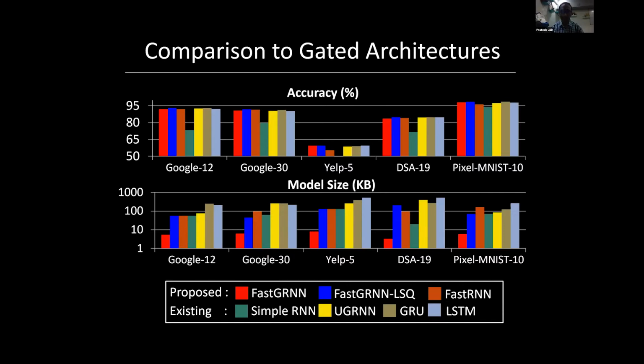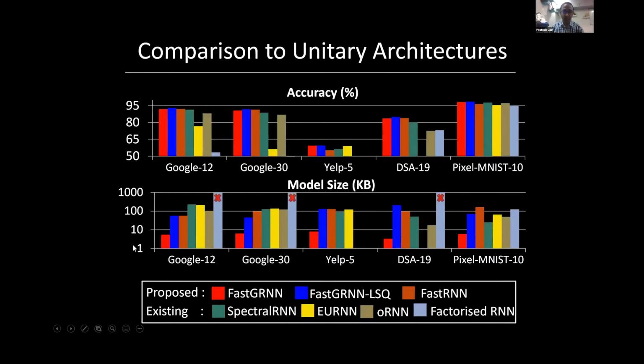So let me just conclude by showing that you can also compare against a lot of these unitary architectures, which can be thought of as gradient clipping methods. There, we observe that our method can be much more accurate than these methods, and the amount of RAM that we require is also smaller than these methods like spectral RNN, URNN, ORNN. There are a bunch of these methods.